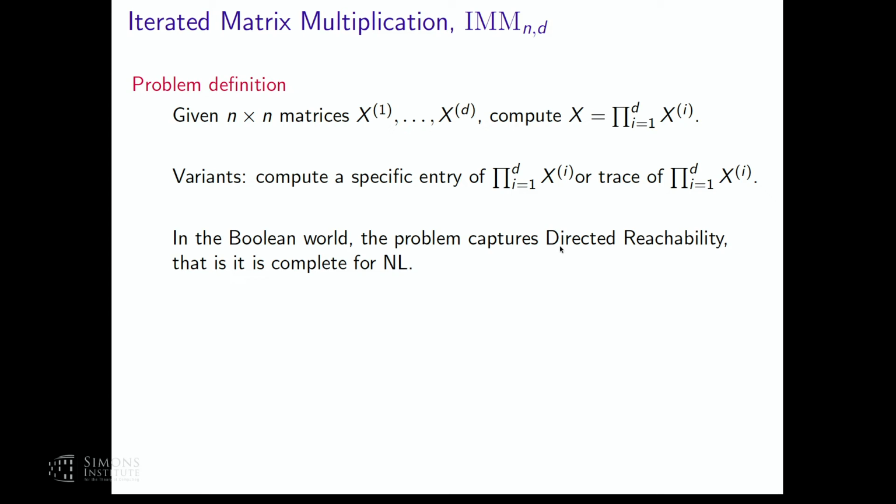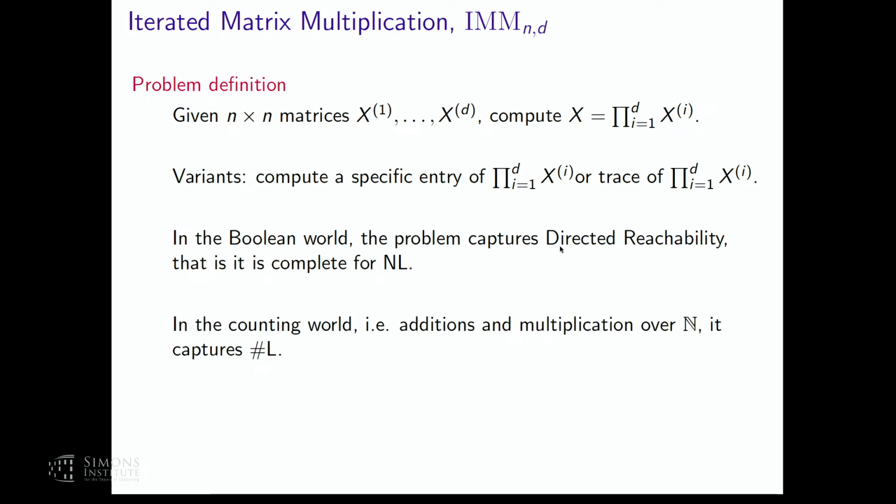In the Boolean world, this problem, if all the multiplications and additions are thought of as over the Boolean semiring, then this basically encodes the reachability problem, which is quite central in the Boolean world. If multiplications and additions are done over naturals, for instance, then you capture the class #L. So in that sense, iterated matrix multiplication has been quite central for a while.